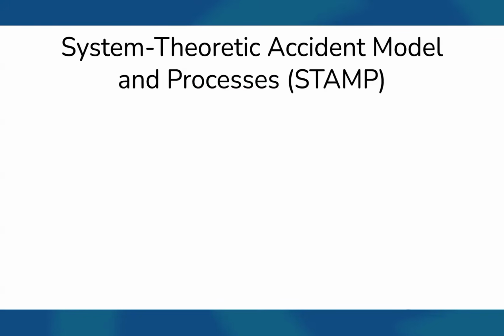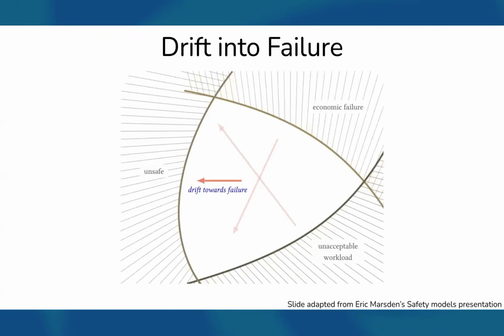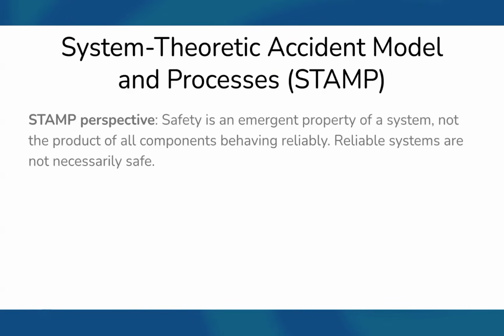The System-Theoretic Accident Model and Processes, or STAMP, also incorporates this drift-into-failure type of model. It adds a little more color. STAMP says that safety is an emergent property of a system, not the product of all the components behaving reliably. Reliable systems are not necessarily safe. A system reliably making a bioweapon is not necessarily safe. A nuclear weapon may be reliable, but it is not necessarily safe.